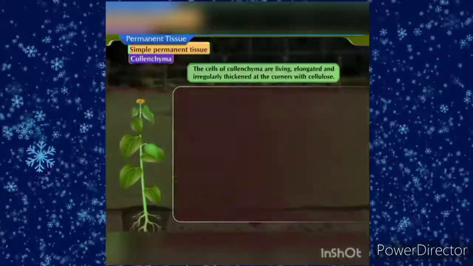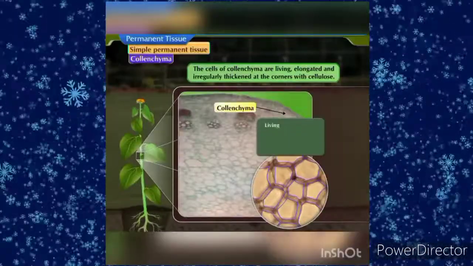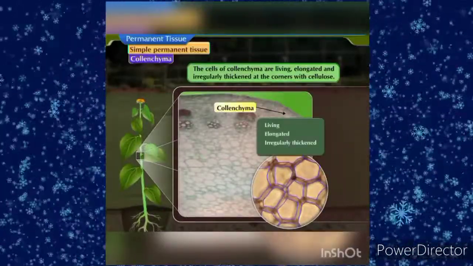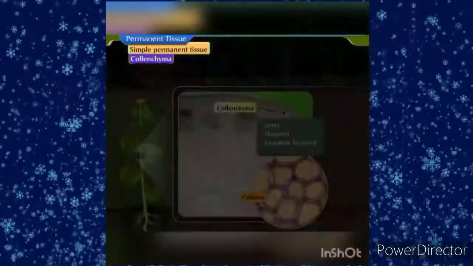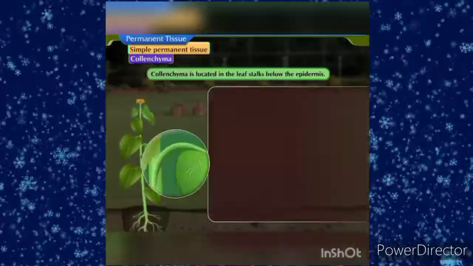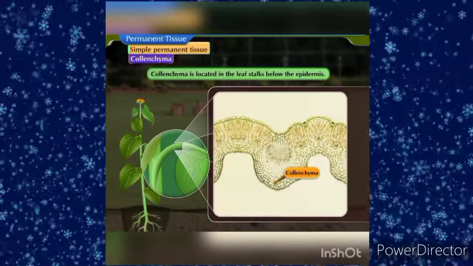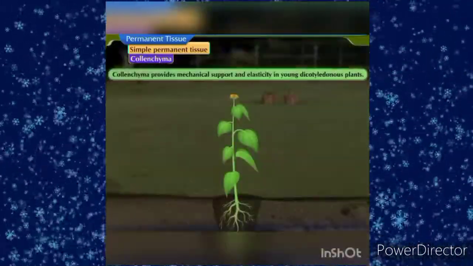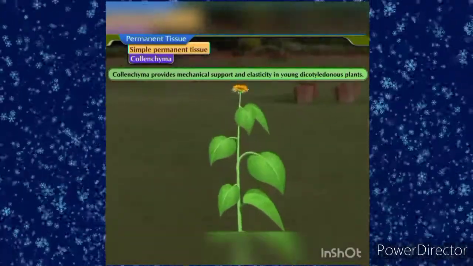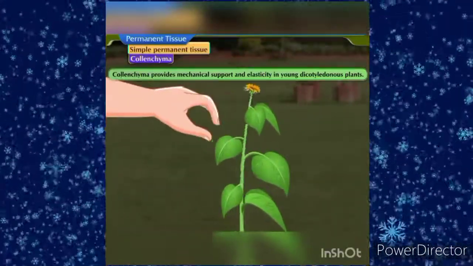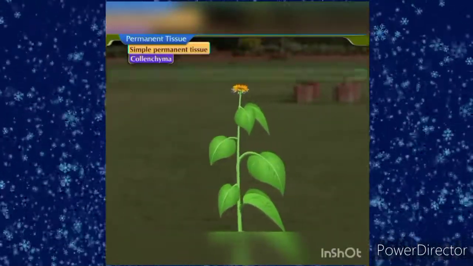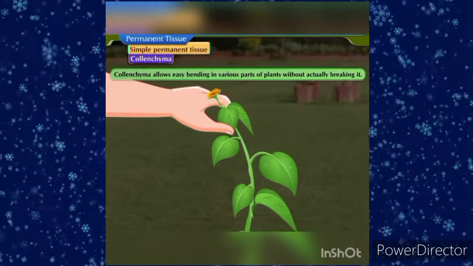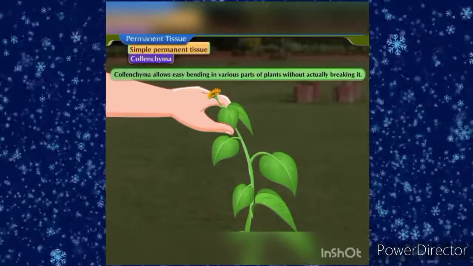Collenchyma. The cells of this tissue are living, elongated and irregularly thickened at the corners with cellulose. This tissue is located in the leaf stalks below the epidermis. It provides mechanical support and elasticity in young dicotyledonous plants. It allows easy bending in various parts of plants without actually breaking it.